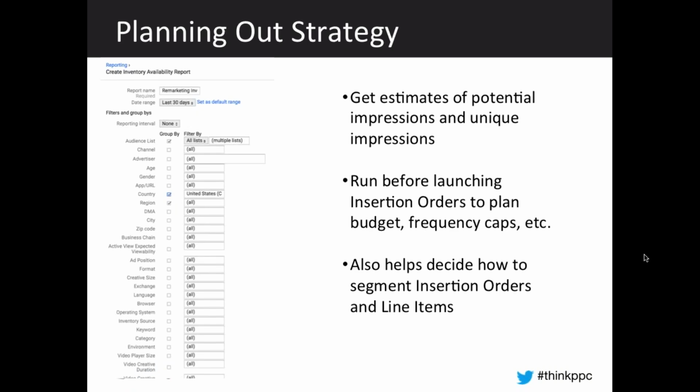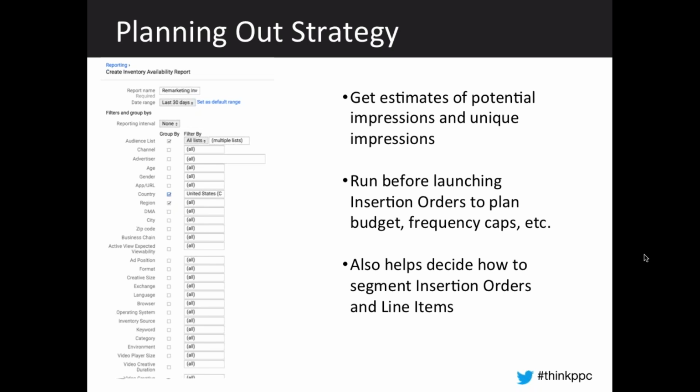Another thing that's important to pull before you get started is an inventory availability report. This is available in the reporting section in the interface, and basically you can just get different estimates of potential impressions and unique impressions. And then you'll want to run these before you launch, just so you can plan budget, frequency caps, and know how much you should expect to see in terms of impressions. And if for some reason you see that whatever report you pulled has a very large amount of impressions, you might want to segment it a little bit to see if it would be worth it to break out into different insertion orders or line items so you can better optimize your budget and bids.